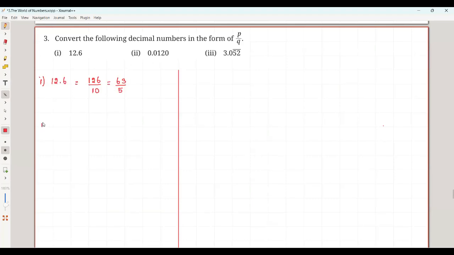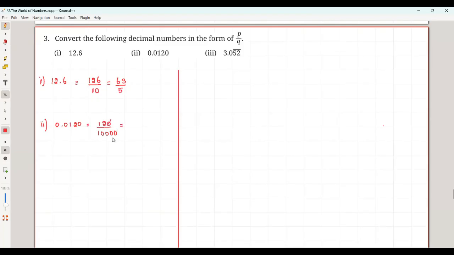Second question, 0.0120. Now we have to write it in p by q format, as this is also a terminating decimal. As many decimal places, that many zeros you divide by. So how can we write this? 120 divided by 4 zeros, since we have 4 decimal places: 1, 2, 3, 4 zeros. If you have any doubt, just convert and check. If you divide by 4 zeros, you have to keep the decimal point 4 places before. It's coming correct. Yes. Now I can simplify this.